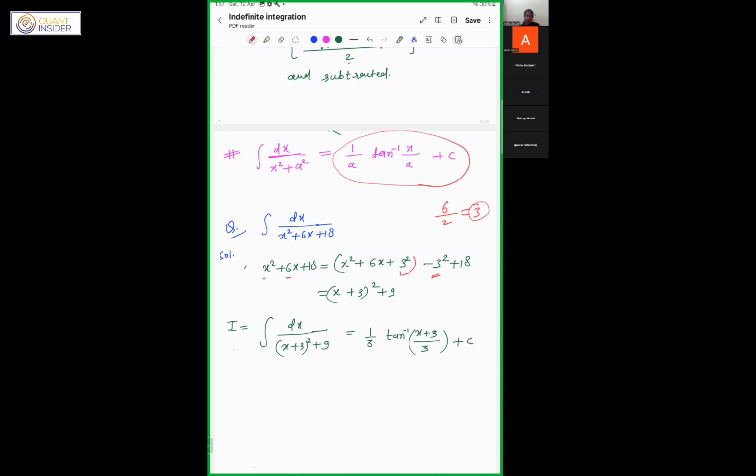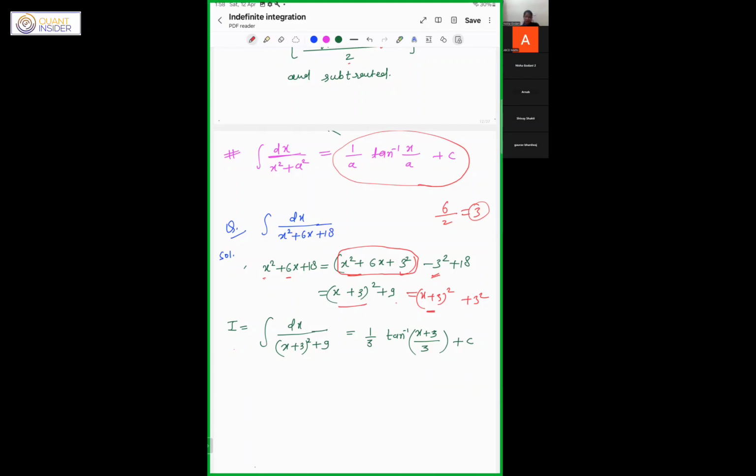When you take these two terms with this 3 square, you can apply the identity of x plus 3 whole square. Then you have 9. So now you have x plus 3 whole square plus 3 square. This is of the form x square plus a square. The only difference is that you have this linear factor x plus 3 in place of x.